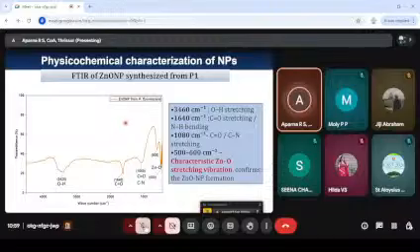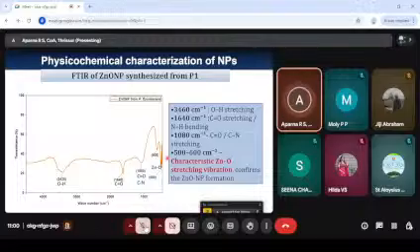FTIR, that is Fourier transform infrared spectroscopy of the zinc oxide nanoparticle, was also done, and different peaks at 3020, 1640, 1080, and in between 500 to 600 were obtained, which corresponded respectively to hydroxyl group, amide group, as well as the peaks between 500 to 600 was characteristic for the zinc oxide stretching vibration, and this confirmed the formation of zinc oxide nanoparticle.